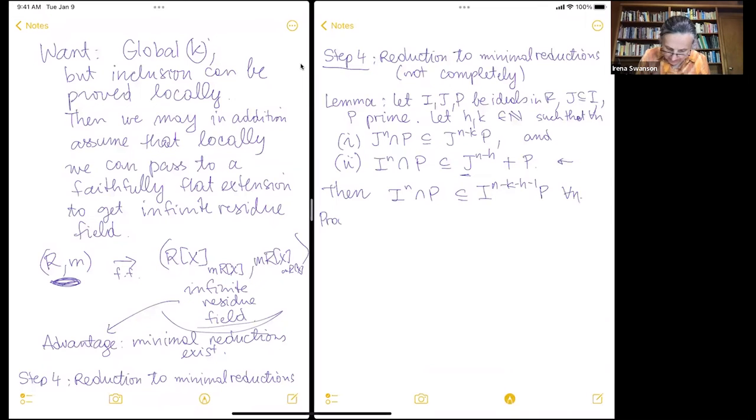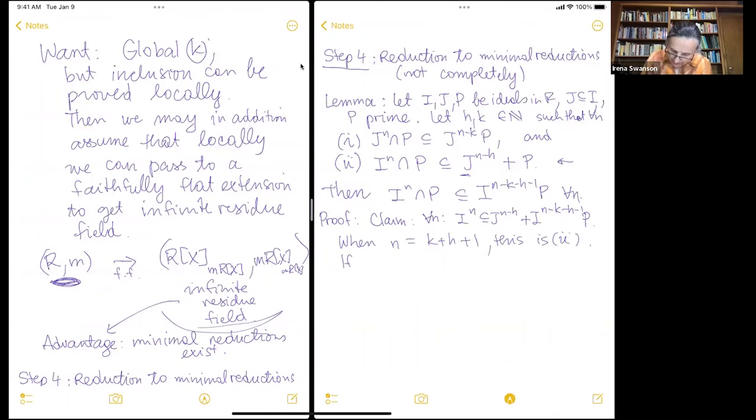Okay, so proof. First, we claim that for all N, I to the N is contained in J to the N minus H plus I to the N minus K minus H minus 1 P. And the first N that we have to worry about is when N is K plus H plus 1. So then this is just I to the 0, and I to the zero is just the whole ring. So this is assumption two. Right? So by assumption two, this holds. So now we have a base case. If N is lower than that, then it's still a base case.